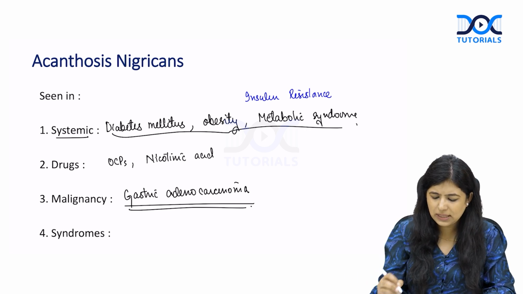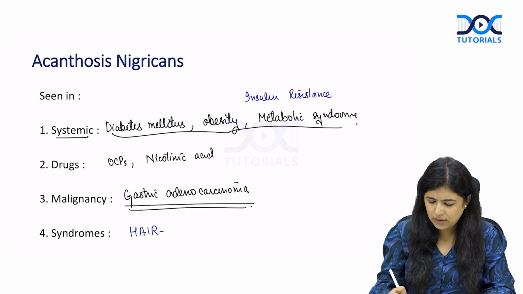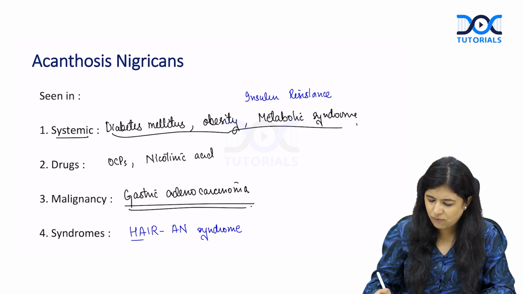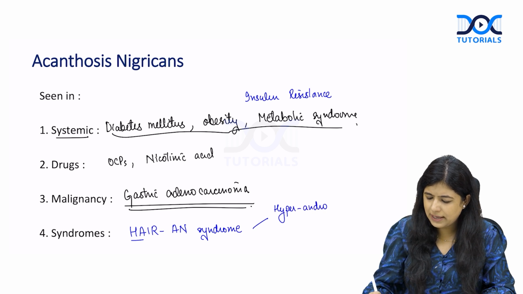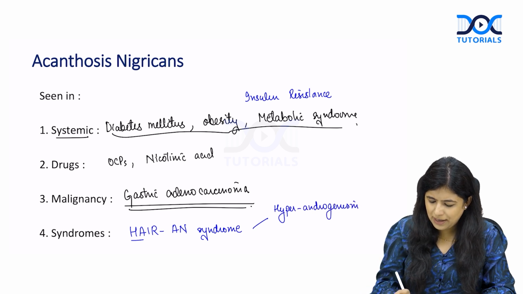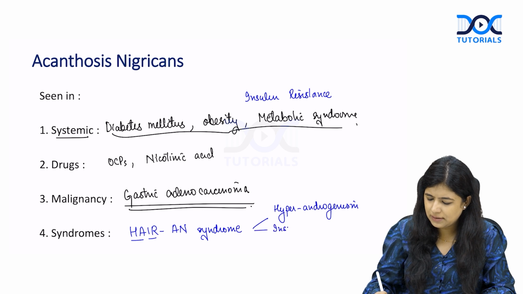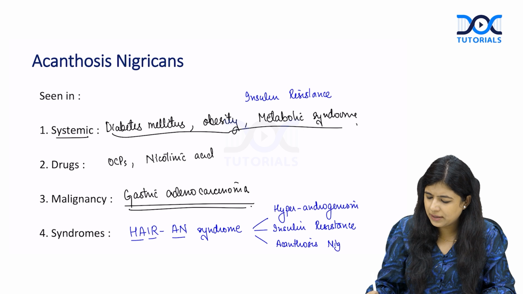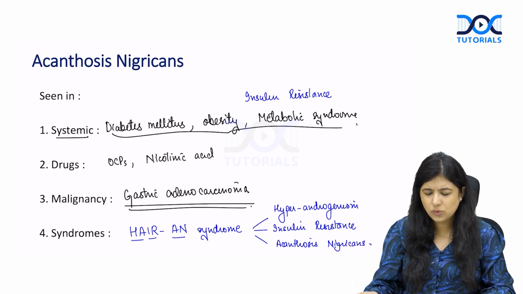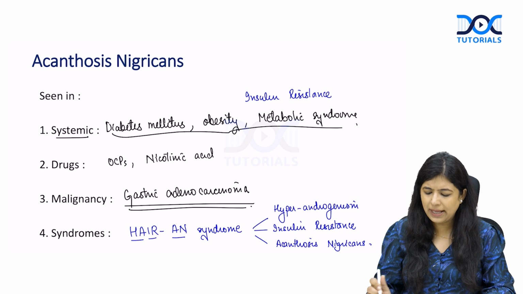Then a syndrome that is associated here is the HAIR-AN syndrome. This is a NEET PG 2021 question where HA stands for hyperandrogenism, IR is insulin resistance, and AN is Acanthosis nigricans. So an important syndrome that's associated with Acanthosis nigricans is HAIR-AN syndrome.